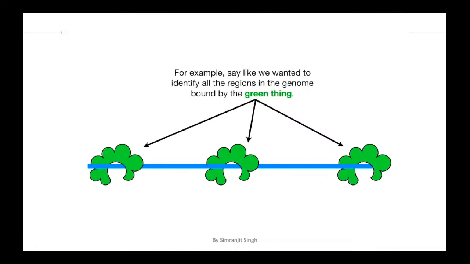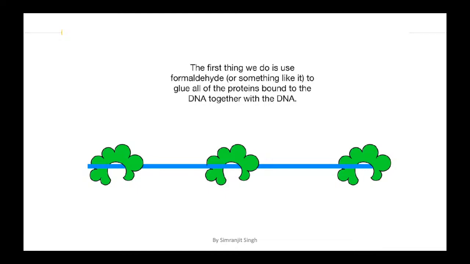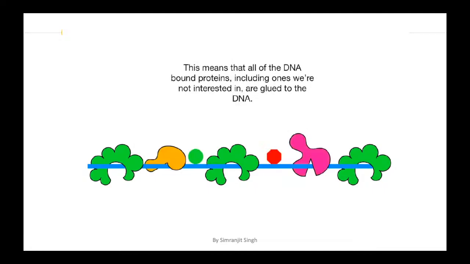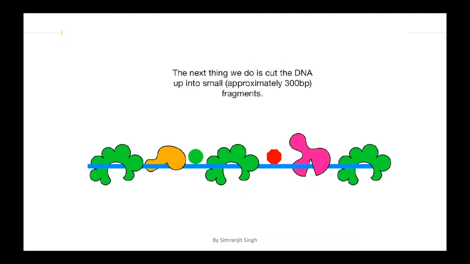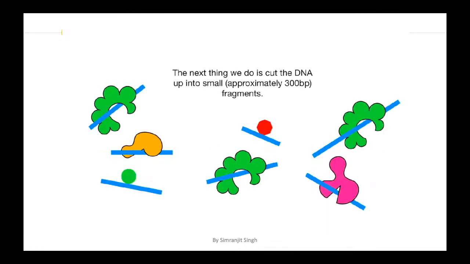For example, say we wanted to identify all the regions in the genome bound by the green thing. The first thing we do is use formaldehyde, or something like it, to glue all the proteins bound to the DNA together with the DNA. This means that all of the DNA-bound proteins, including the ones we're not interested in, are glued to the DNA. The next thing we do is cut the DNA up into small, approximately 300 base pair, fragments.